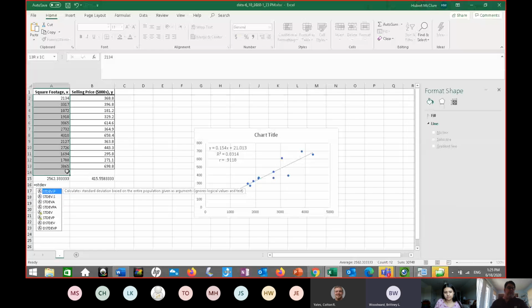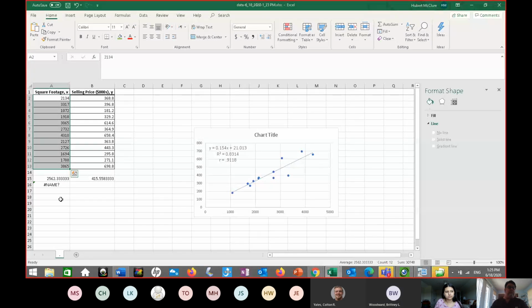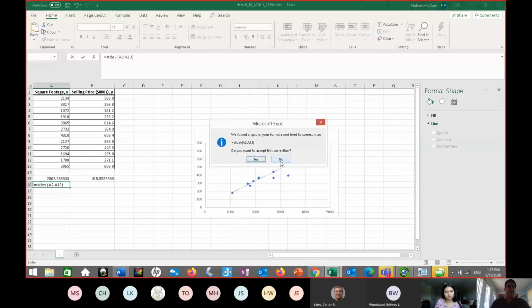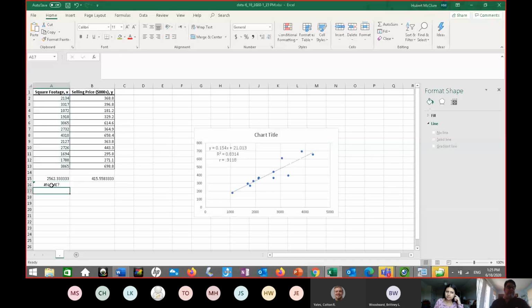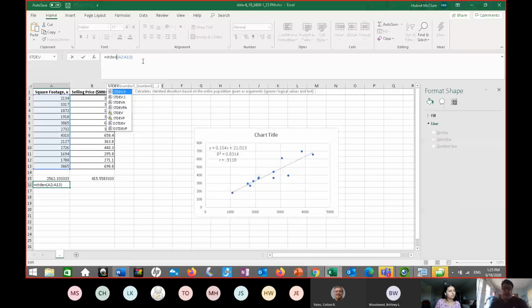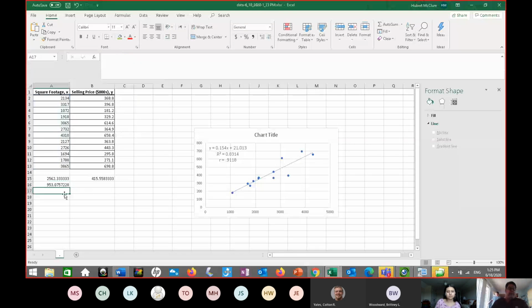And it didn't do it. Parentheses. There we go. Close parentheses. And I got a space in there, so let me fix that. I'm sorry. And enter. There we go.